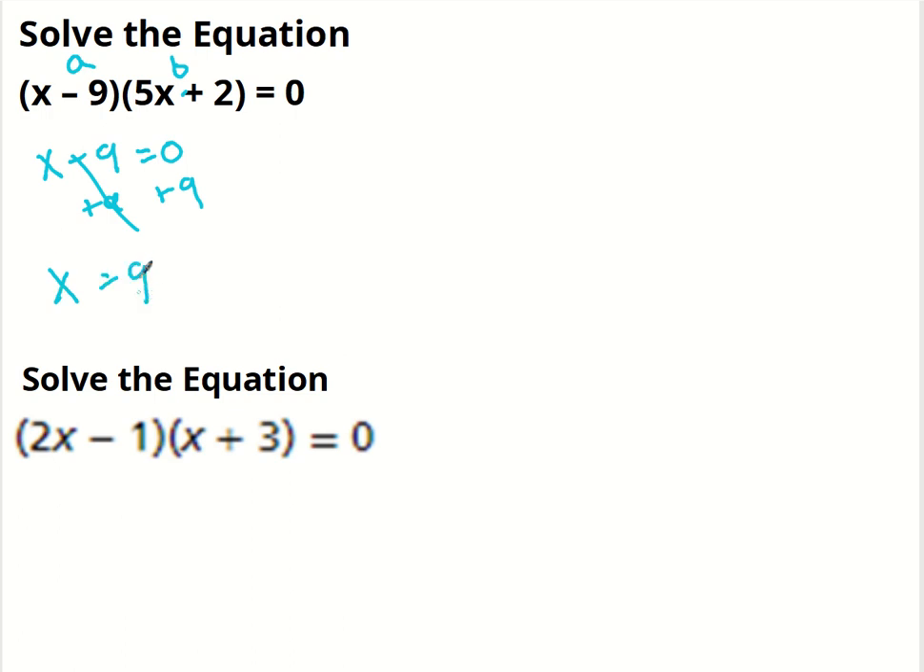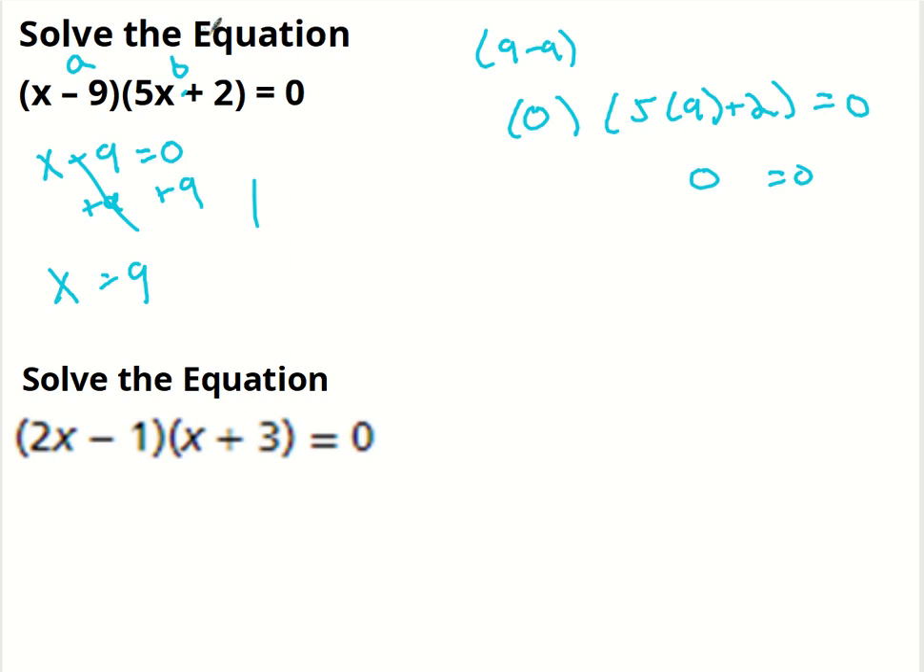x equals 9. So if I were to plug x equals 9 into this equation, that would give me 9 minus 9, which is 0. 0 times 5 times 9 plus 2, whatever 5 times 9 is plus 2, it doesn't actually matter because 0 times anything is 0. So it gives me a solution that works. What I also need to do, though, is that's one possible solution for this equation.